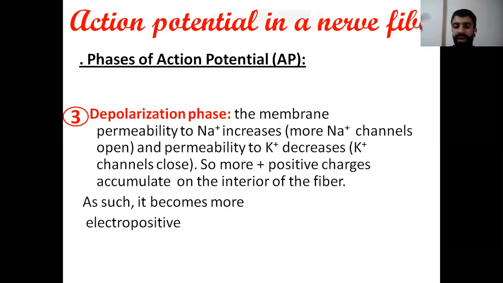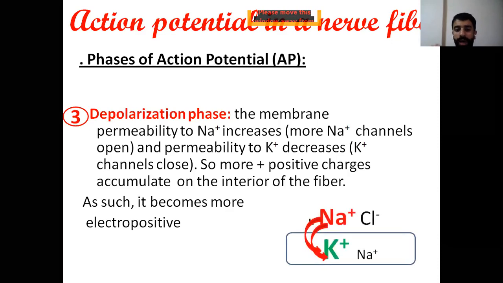Their Na+ channels number increase, while K+ channels number decrease. So more positive charge will accumulate where? In the interior of the nerve fiber. That's why it becomes more electropositive, and that's why we move away from the negativity toward the positive, which is about plus 50 millivolt in this case.